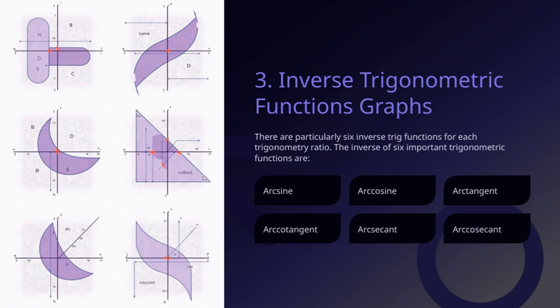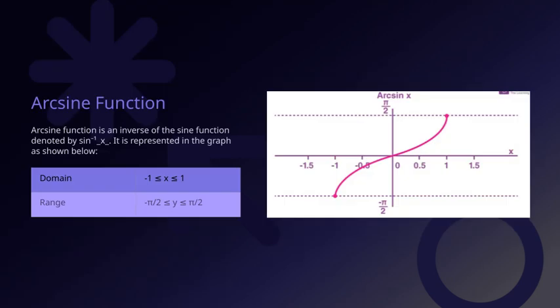Overall, these inverse functions expand our toolkit, allowing us to work backwards from a ratio to find an angle, which is essential in many fields like engineering, physics, and mathematics. Recognizing their graphs and properties helps us connect the abstract concepts to practical applications. Let's take a closer look at the arcsine function.